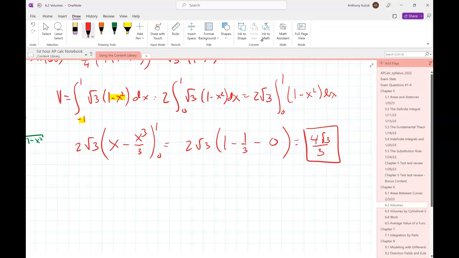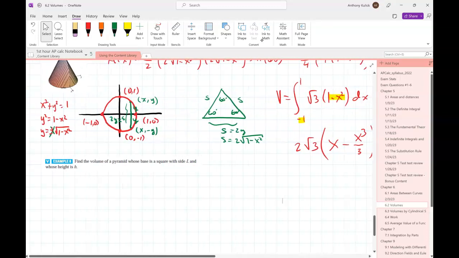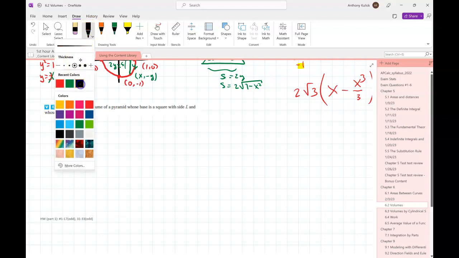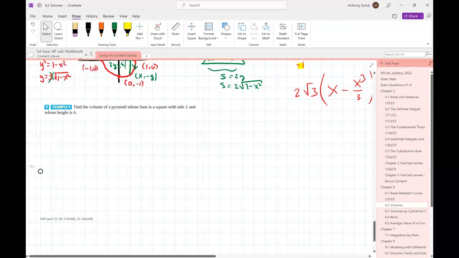All right. I think I have one more example. Are there questions on this one before we move on? It says find the volume of a pyramid whose base is a square with side L and height H. Notice I didn't include a picture for you. So how are we going to do this using calculus? Obviously, you could do this if you remembered your volume formulas from geometry. You could do this geometrically.